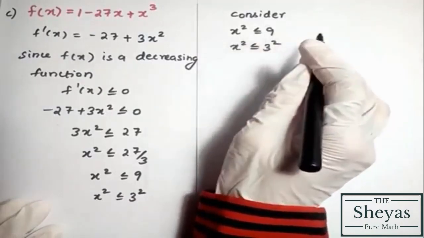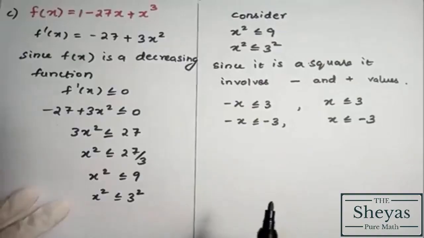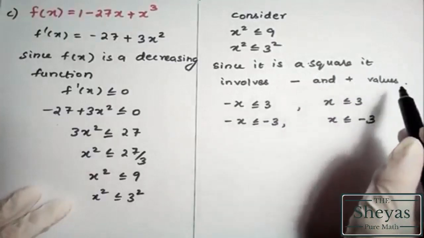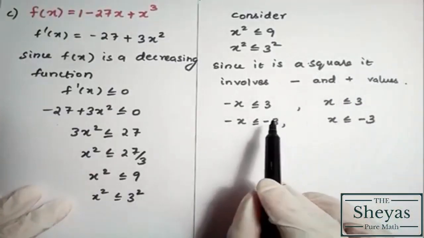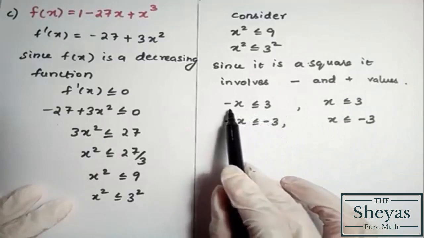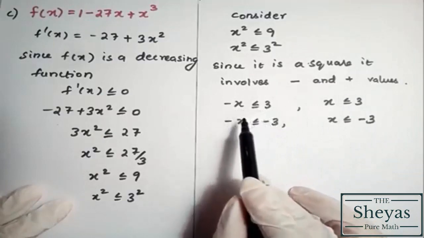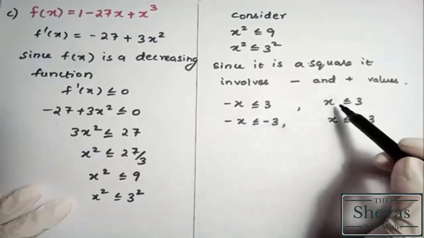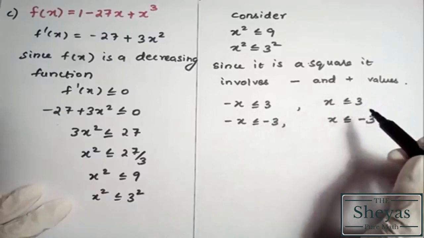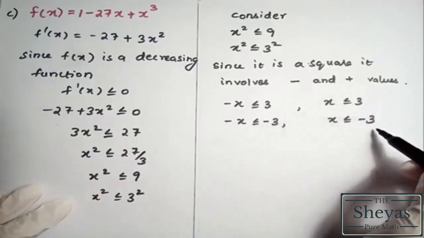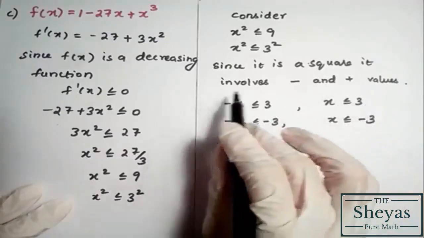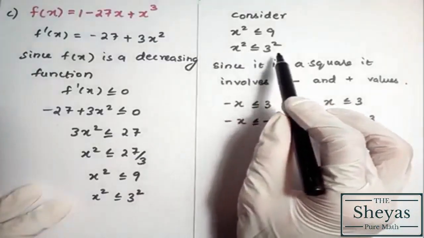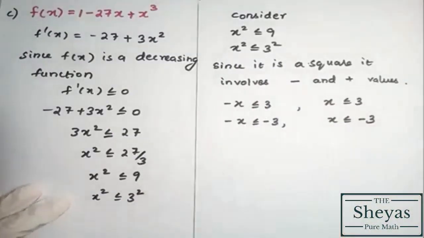So since it is a square, it involves both negative and positive values. So first I am taking negative x less than or equal to 3 and negative x less than or equal to minus 3. Then positive x less than or equal to 3 and positive x less than or equal to negative 3. So these are the four possibilities. When you get an inequality which involves a square, these are the four possibilities.